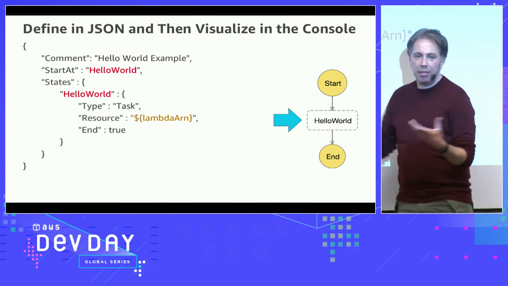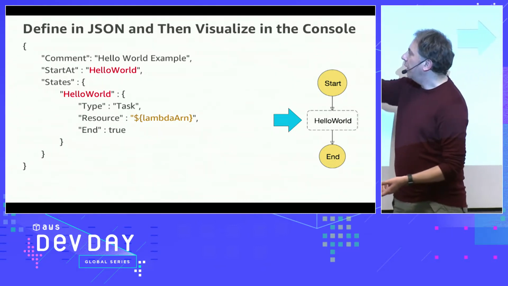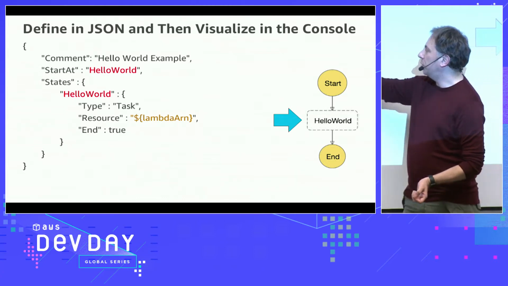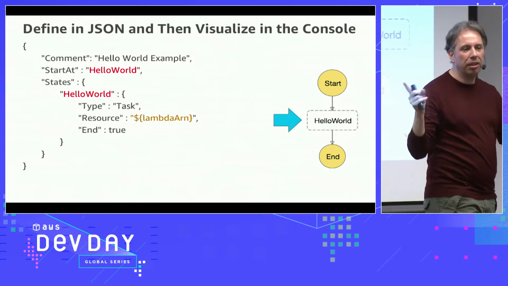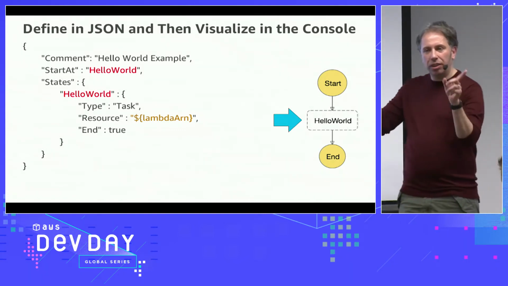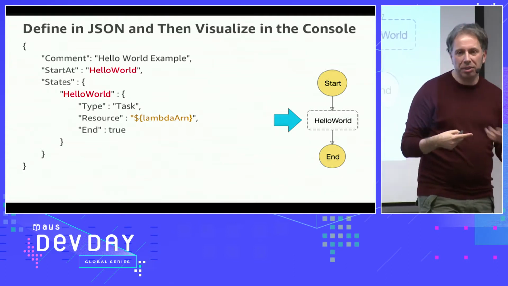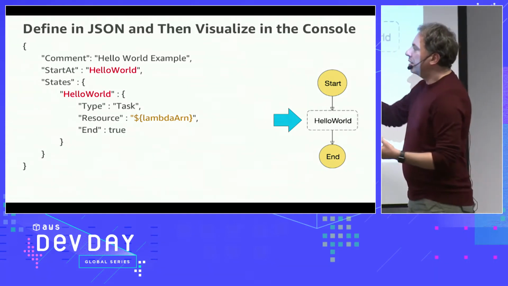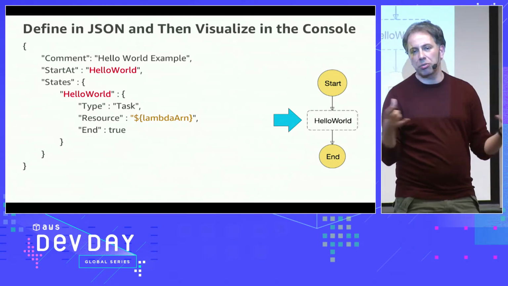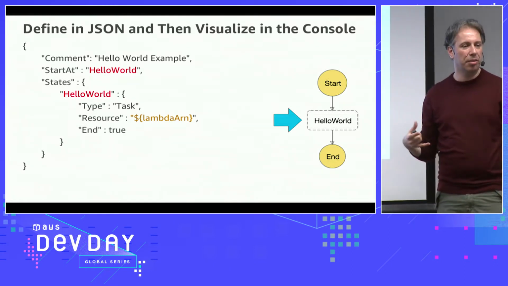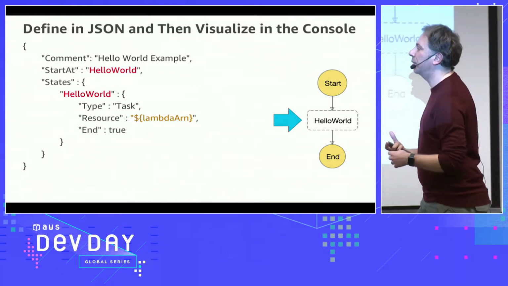Then I have different types of state. This is a task. A task is something that I want to execute. And a task in this case is a Lambda function. And here I can use the Lambda Amazon resource name. So if you use Lambda, we give a unique identifier to any Lambda function. And it's called Lambda ARN. And actually, ARN, Amazon resource name, is a general concept that we use across most of our services to give unique names to resources so that you can, for example, give permissions or know what's happening.